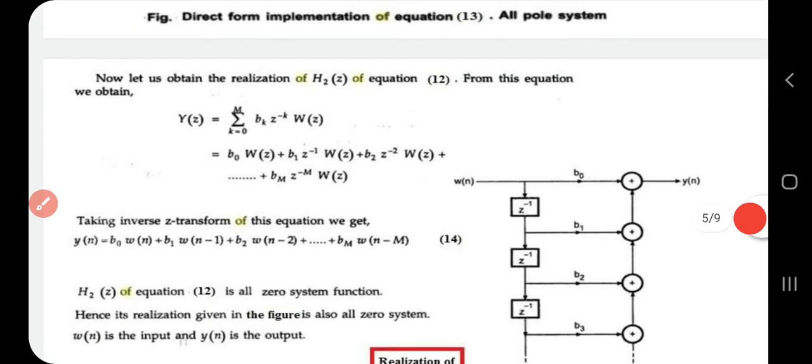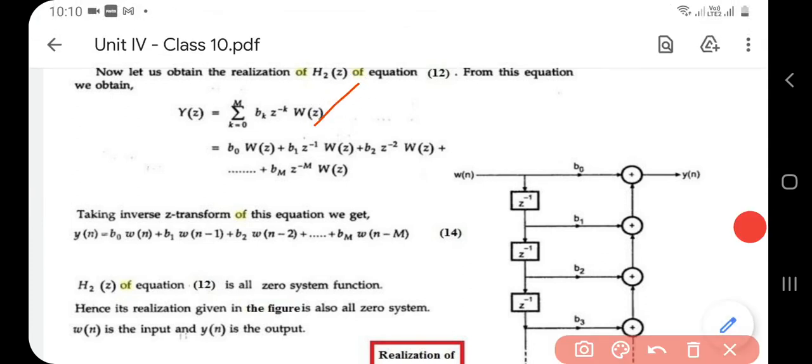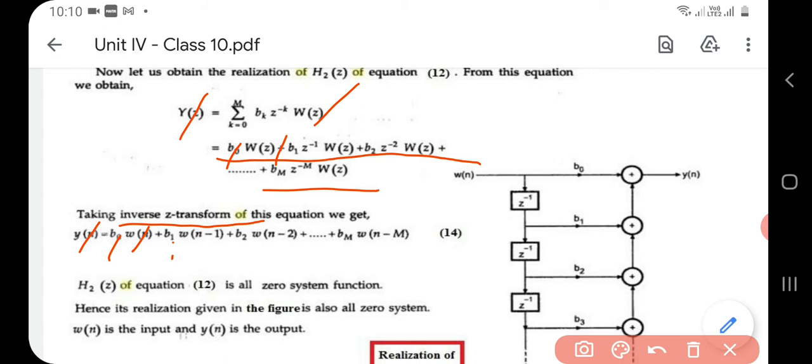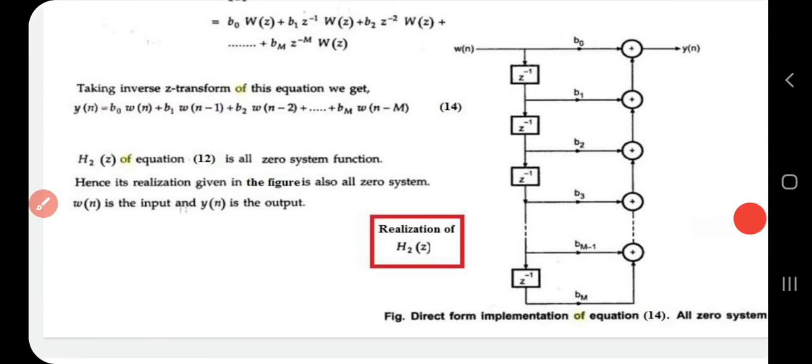Now you are considering H2(z). So H1(z) is over. Now H2(z), you know, the expression is given by like this. You are taking the time domain representation. Then the steps and all are same. Taking the inverse z transform, Y(z) will be y(n). b0 is kept as such. The inverse z transform of W(z) will be w(n), plus b1 is kept as such. Then z raised to minus 1 W(z), on taking inverse z transform, will become w(n minus 1), like this. So you are applying the inverse z transform to each of these terms as mentioned above, and you will get this expression, and you are representing the realization of H2(z) as follows, as shown in this figure.